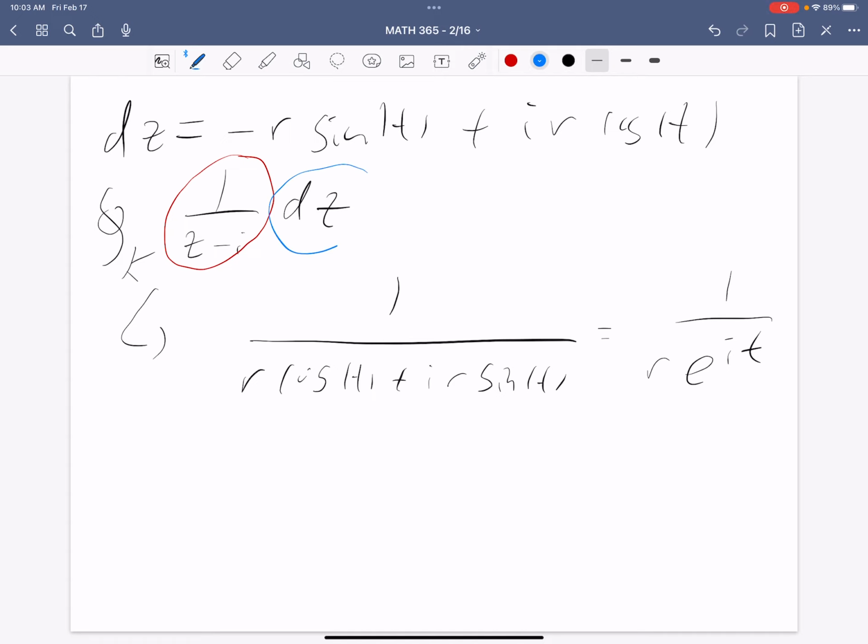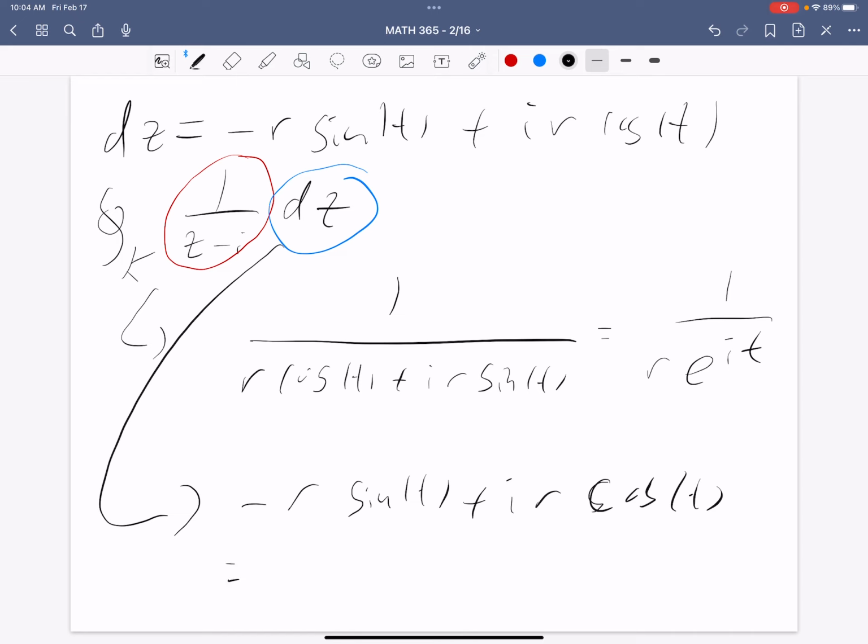Okay. Now, the dz, note we got a nice expression for that, but the dz, if we look at it ever so carefully, if you factor r and i out, you'll get cosine of t plus i sine of t right there. Multiply the ri throughout. You'll get ri times cosine t right there, and i times i is negative 1. So the dz is actually ri e to the it.